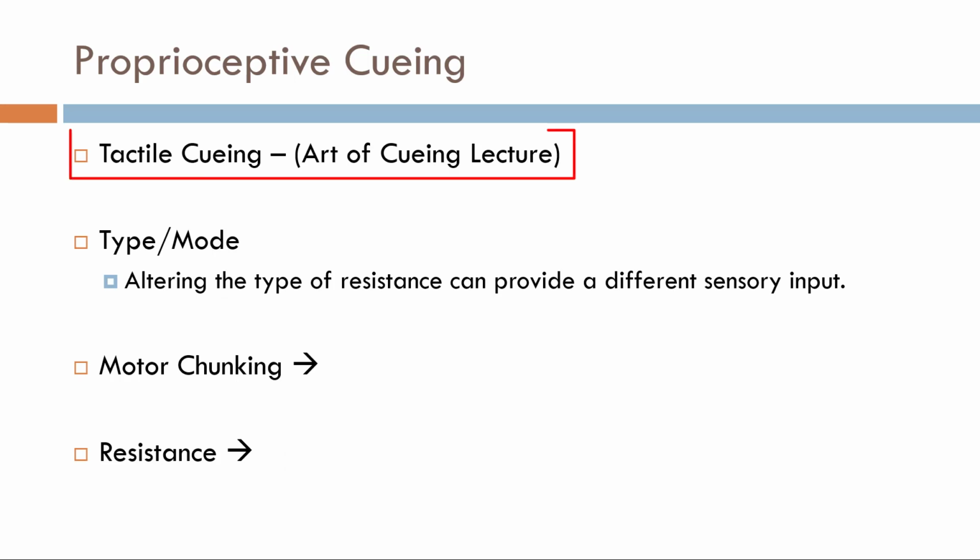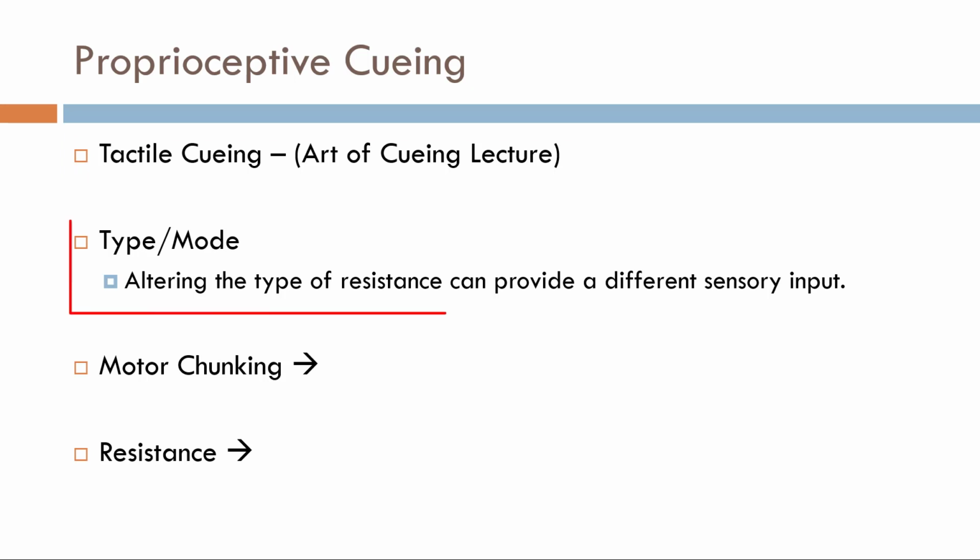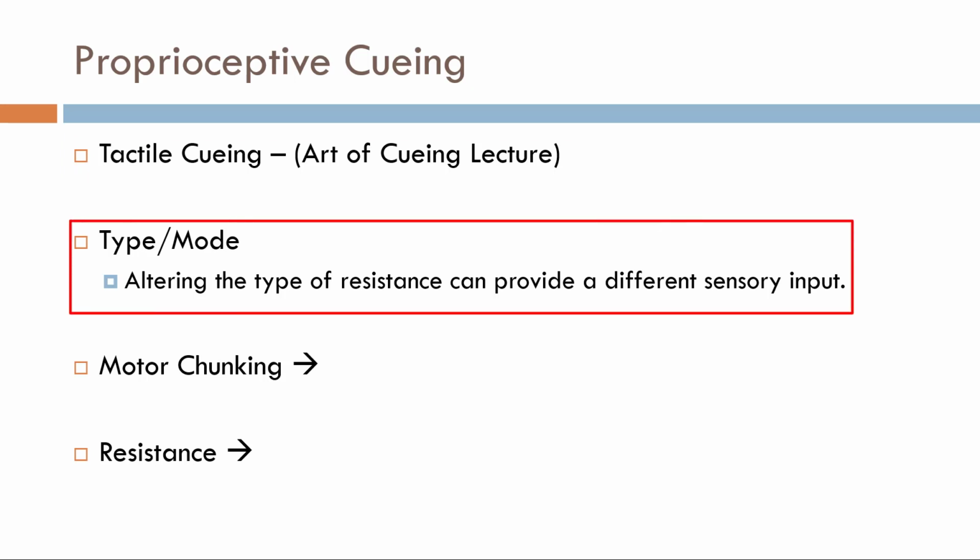In the proprioceptive aspect, we have tactile cueing, and we had that whole art of cueing lecture where we introduced the cueing aspect, but we really got into the touch, how you touch people to stimulate and to modify behavior. You can modify the type or mode of exercise.